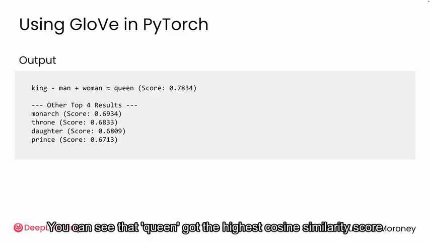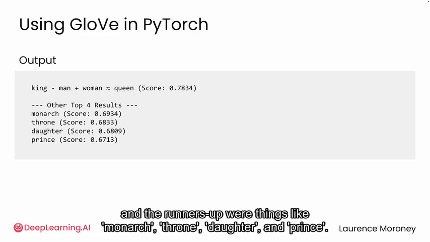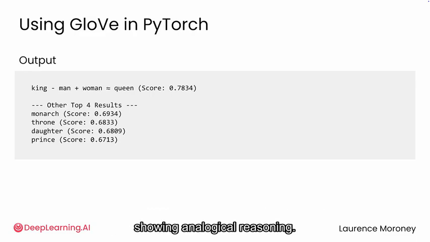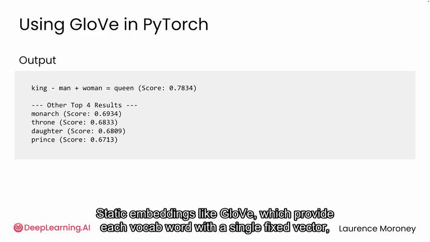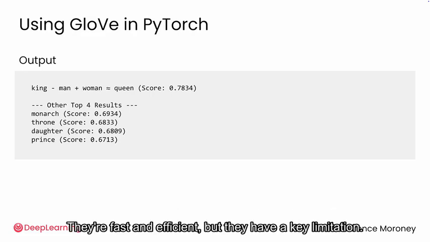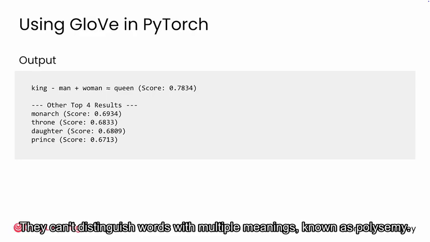You can see that queen got the highest cosine similarity score, and the runners-up were things like monarch, throne, daughter, and prince. This demonstrates how embeddings can encode both meaning and relationships, showing analogical reasoning. Static embeddings like GloVe, which provide each vocab word with a single fixed vector, are excellent for many tasks. They're fast and efficient, but they have a key limitation.